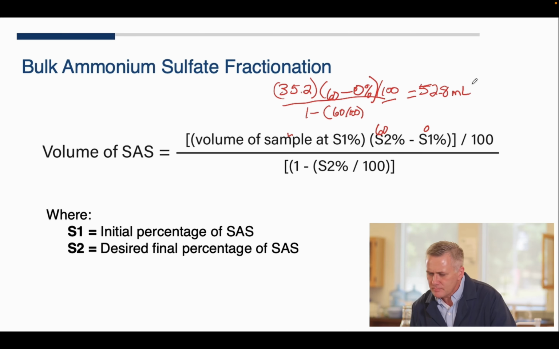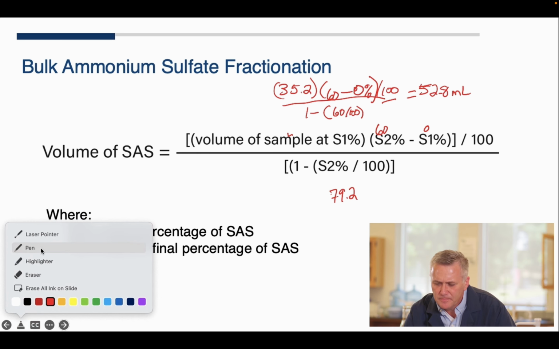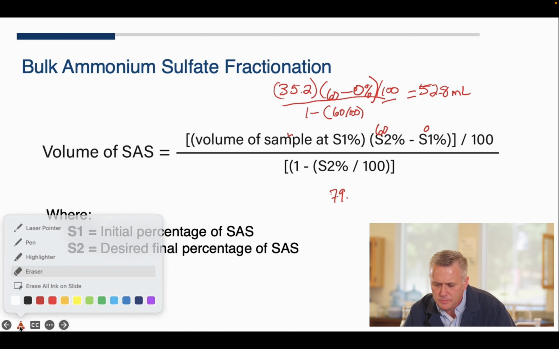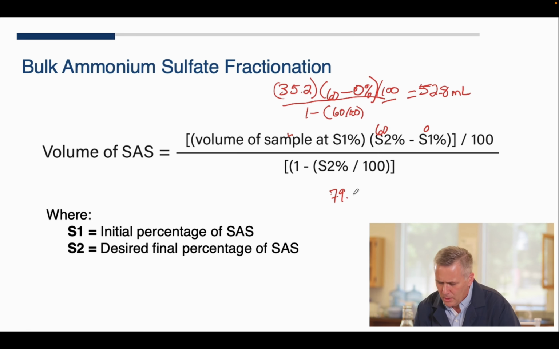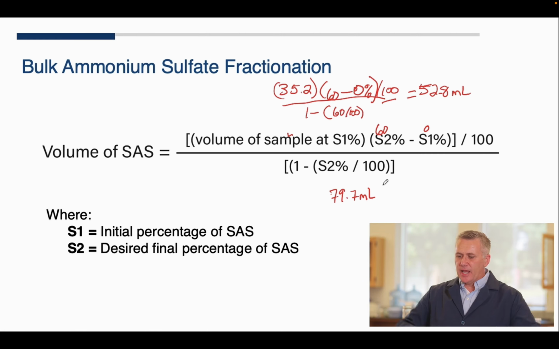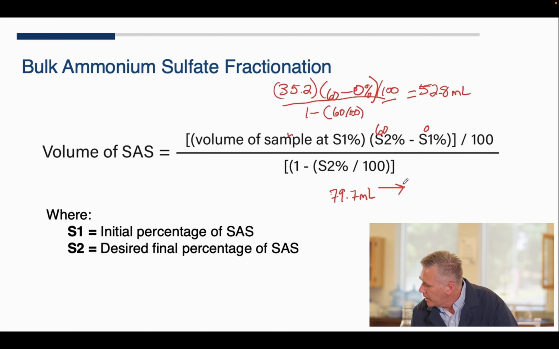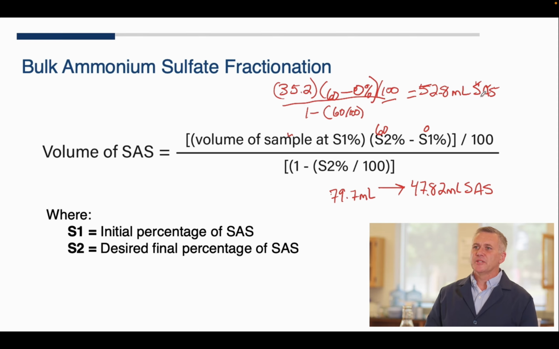And then what we found in the end, after that occurred, was that we had a solution remaining of 79.7 milliliters once we precipitated out and got rid of the solids. That's after we added up to 60%, and now we have to go from 60 to 75%. That's going to allow us to precipitate out most of the GOT, and it also doesn't add too much, so that gets us up to about 47.82 milliliters. This is the SAS, saturated ammonium sulfate, that we need to add to the second cut. That's what we added to the second part to precipitate it out.